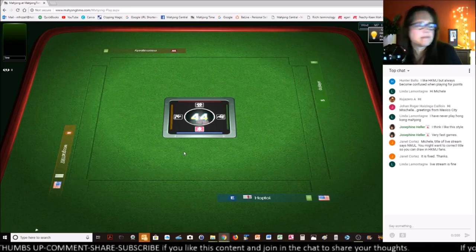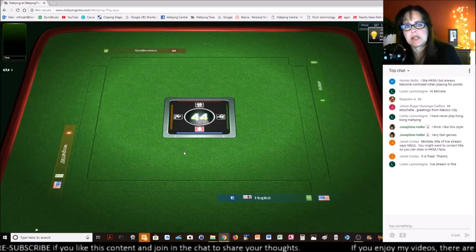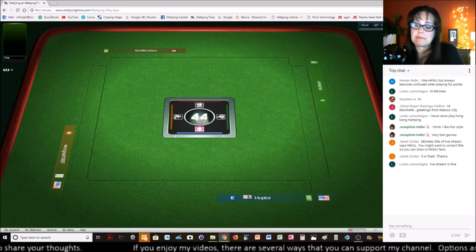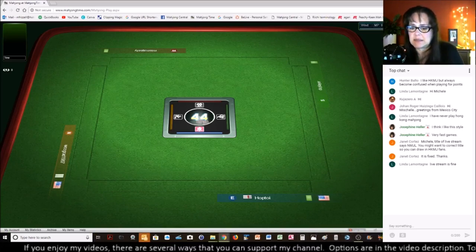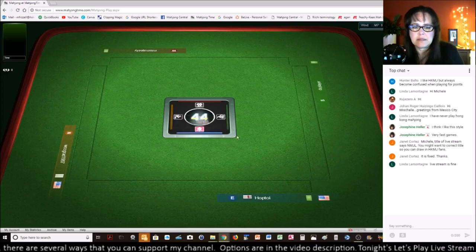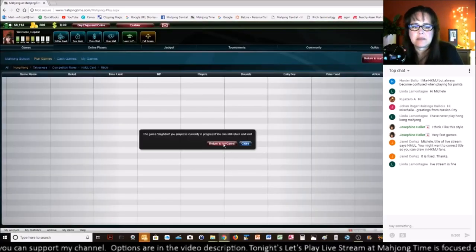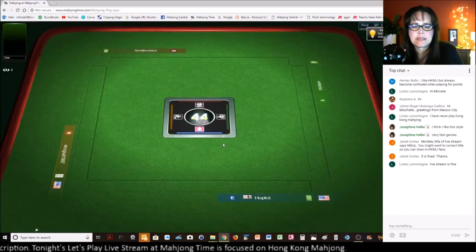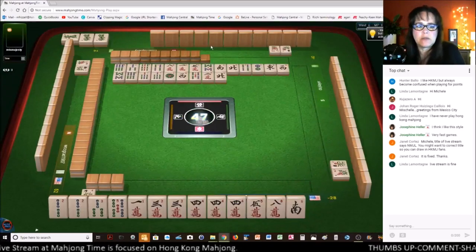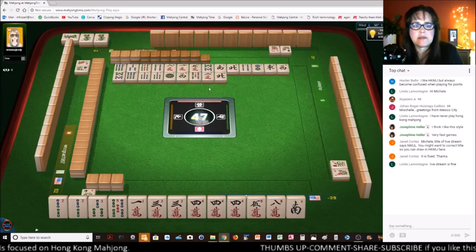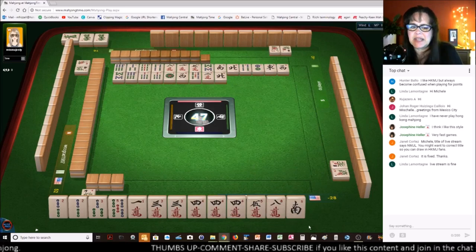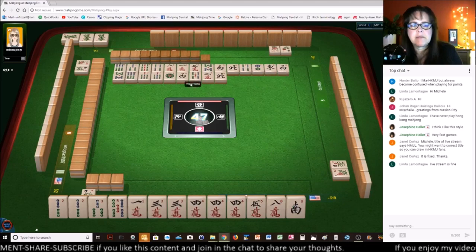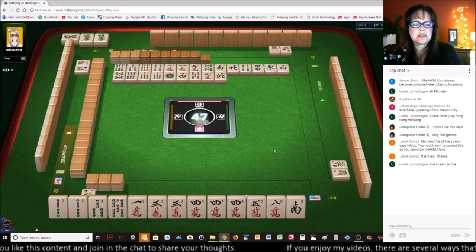Stuck. We're stuck. We have a blank table, no tiles. I'm completely stuck. Okay. There we go. Let's see if this looks like a completely different game. I don't remember these tiles being discarded. Oh, unless I missed them all. Maybe. Oh, what in the world?